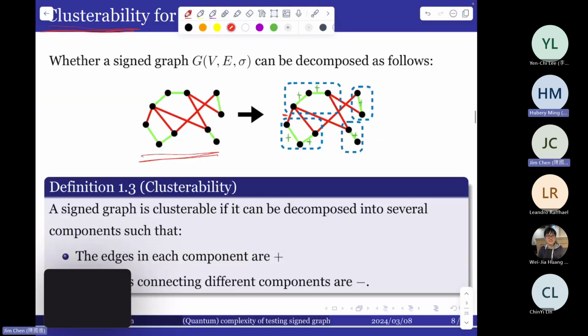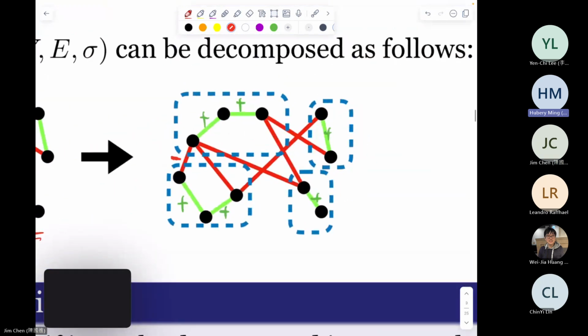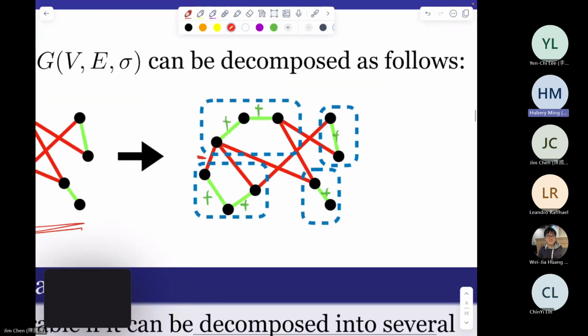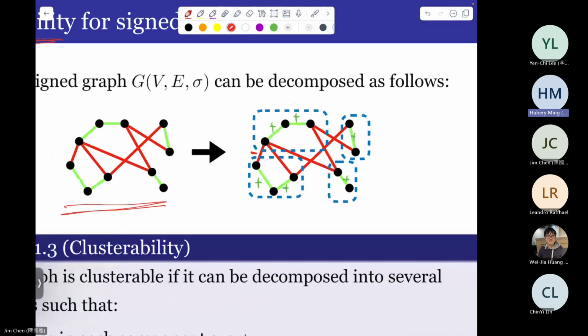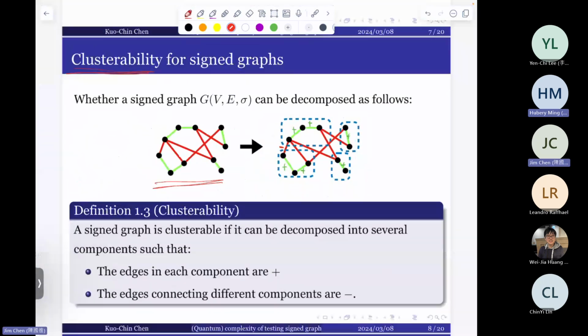Sorry. Can you remove the left bottom corner of the screen? Oh yeah. Thank you.